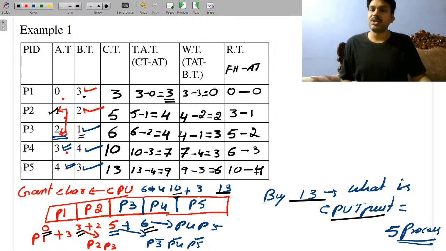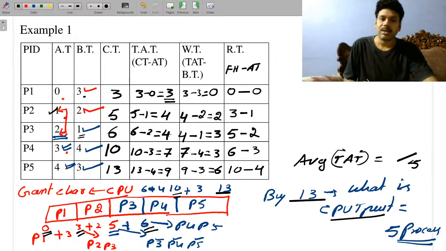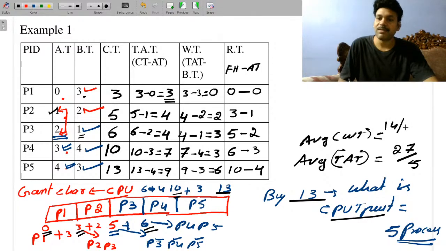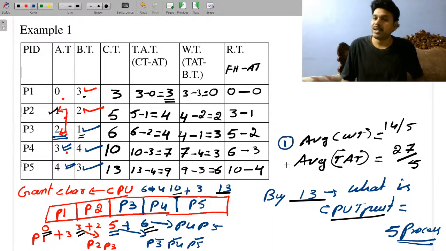The main objective of a CPU scheduling algorithm is the reduction of response time. So friends, I hope you understood. If they ask you average turnaround time, we know it is the summation divided by 5. So this is 3 plus 8, 11, 18 plus 9, 27 by 5. And average waiting time. Waiting time is 8 plus 6, 14 by 5. So 4 important points we discussed about CPU scheduling: reducing average waiting time, reducing average turnaround time, reducing response time, and increasing throughput. These are all the goals of your CPU scheduling algorithms.